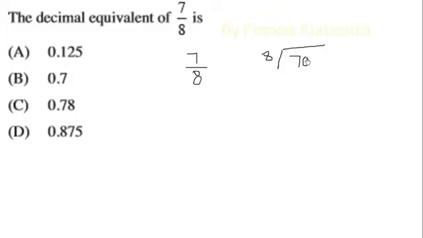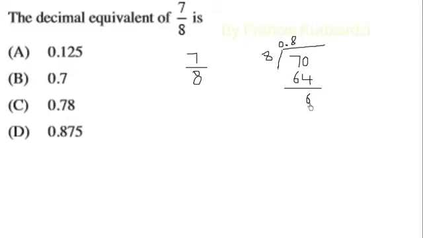we multiply this by 10 because we are working in base 10. Then we bring a point, the decimal point here, so we have 0 point. Now 8 goes into 70 how many times? 8 times 8 is 64, therefore 8 will go into 70 8 times. So we subtract now. 70 minus 64 is 6.